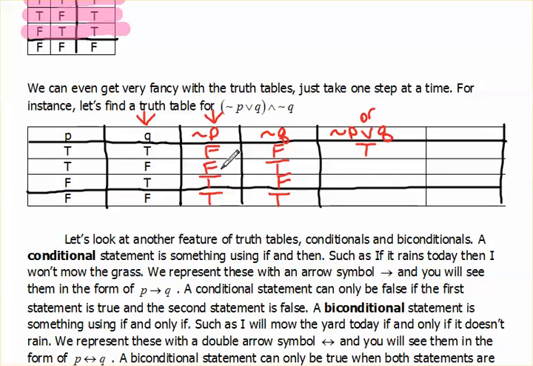Not P is false, Q is false. That makes false. Not P is true, Q is true. That makes true. Not P is true and Q is false. That makes true. The only situation where an or is false is if they're both false. If there's truth anywhere, then the whole thing is true. So now we have a column for that segment of my statement.